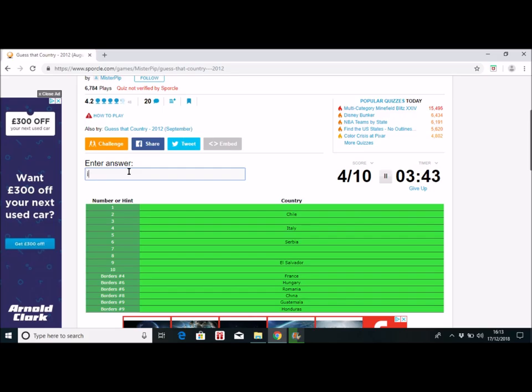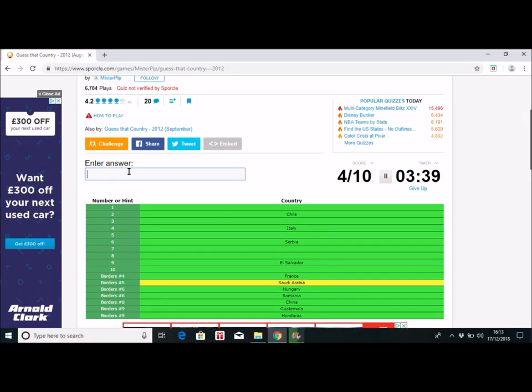Could there be a Middle East one? So Saudi Arabia. Okay, that borders five. So it could be Oman, Yemen. Could it be the UAE? United Arab Emirates. No, I just typed it all out just in case it didn't accept it. What about Qatar? What about Lebanon?